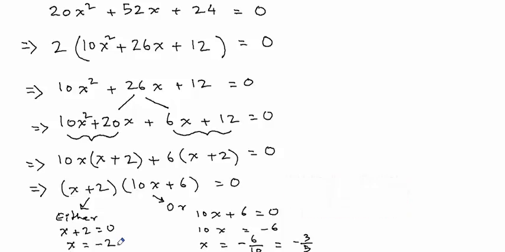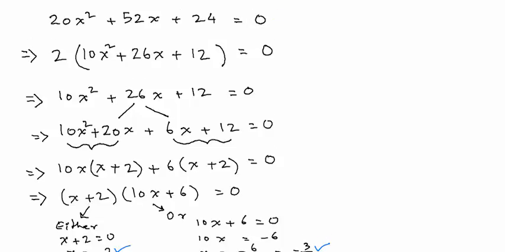So either x is going to be equal to negative 2 or x is going to be equal to negative 3/5 for all of this to be equal to 0. Let's look at another one.